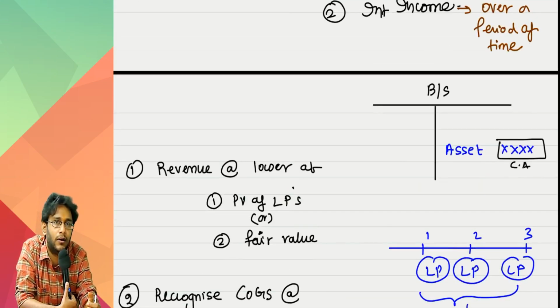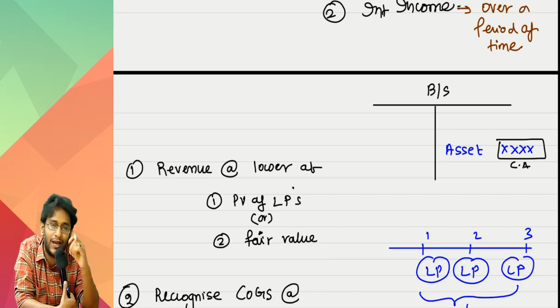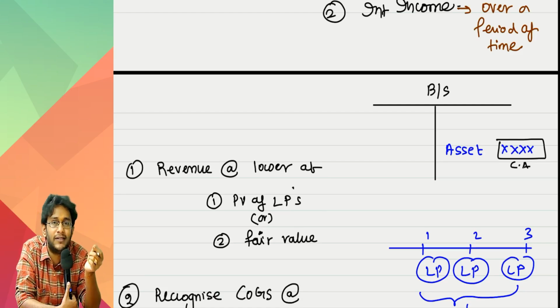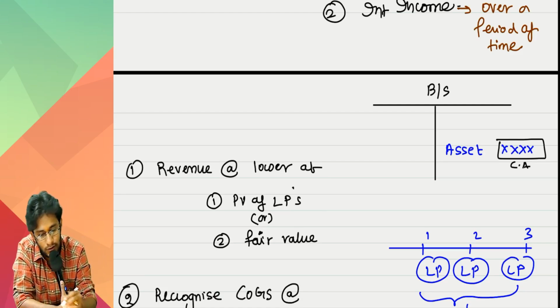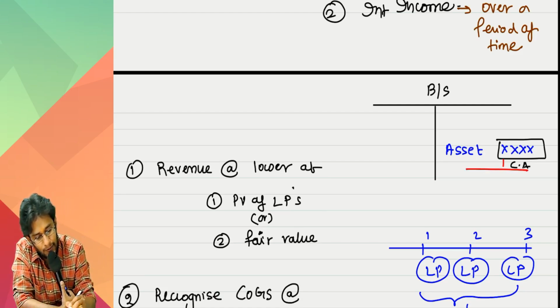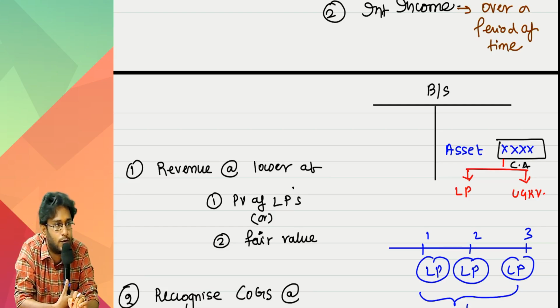Throughout the lease period, the lessee will pay me lease payments. He will also ensure me guaranteed residual value. After that, the asset comes back to me, and again I can sell it for some price. That means there is some portion of UGRV also. That means this asset is capable of giving me lease payments also, and this asset is capable of giving me UGRV also. Correct, sir? Both.